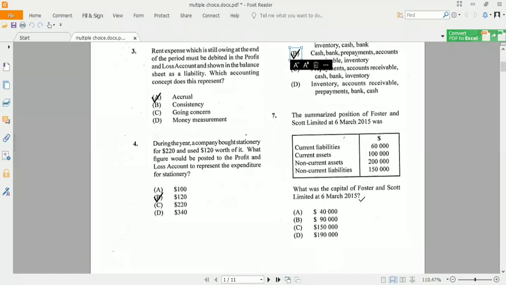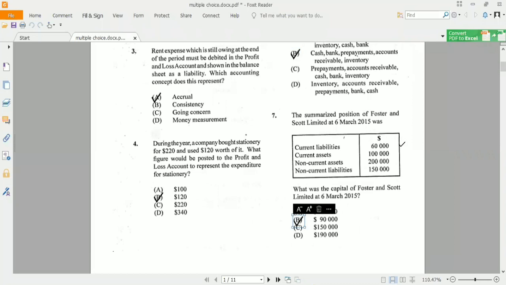What concept are we going to use to respond to this? Lovely Letitia. We're going to use assets minus liabilities equals capital, which is the accounting equation. The other term for the accounting equation is the balance sheet equation. So based on that, our response is B.